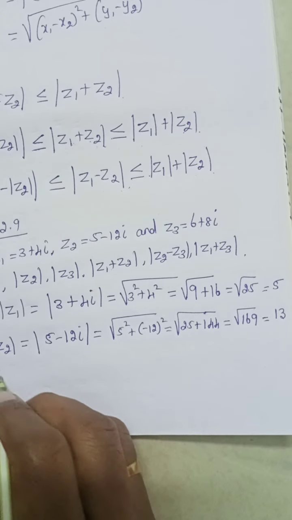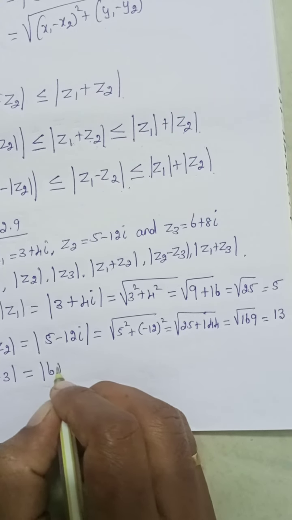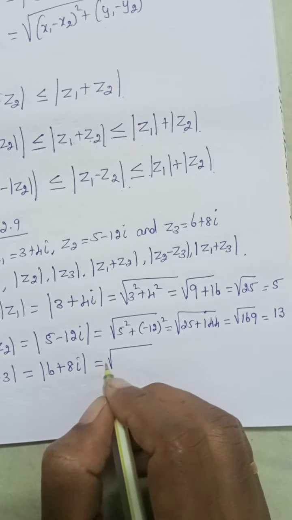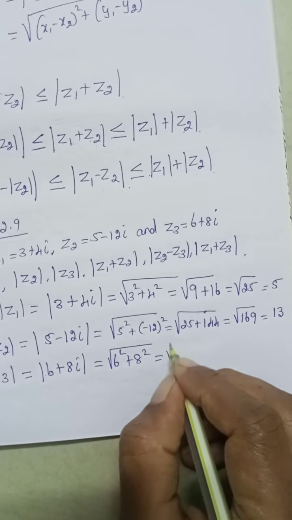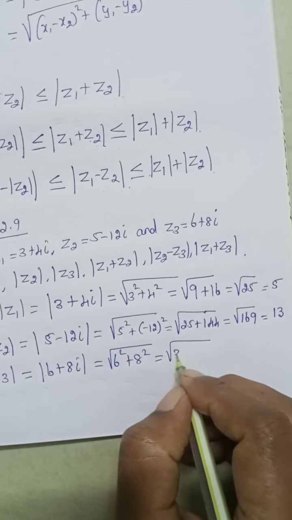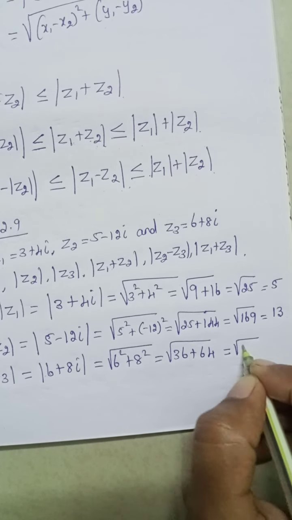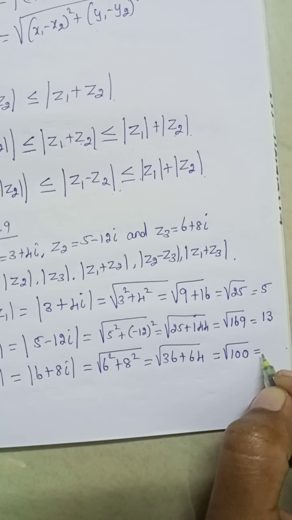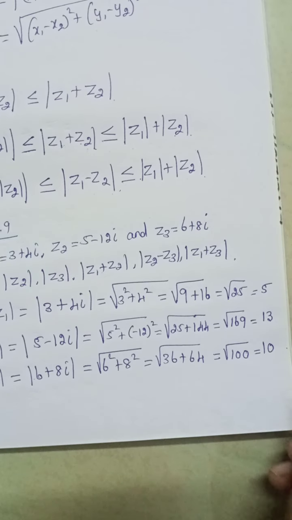Then modulus z3, it's modulus of 6 plus 8i. That is root of real part 6 square plus imaginary part 8 square. 6 square 36 plus 8 square 64. 36 plus 64 is 100. Root 100, we know that 10 into 10 is 100. So the square root of 100 is 10.